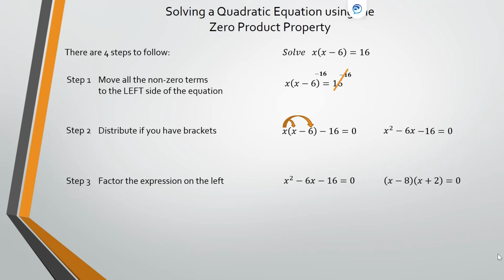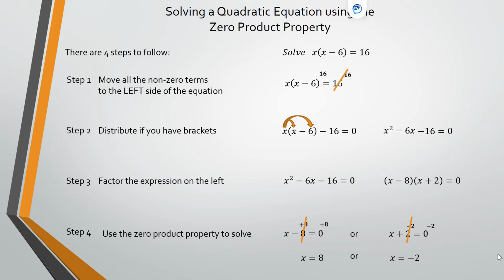So when we factor x squared minus 6x minus 16, we get (x minus 8)(x plus 2) equals 0. So now we've factored the expression, we can do step 4 and use the zero product property to solve it. So we can say either x minus 8 equals 0 or x plus 2 equals 0. Let's solve them separately. If we add 8 to both sides of this equation, plus 8 minus 8 will cancel, and we're left with x equals 8. Or we can say x plus 2 equals 0. Let's subtract 2 from both sides of the equation. Minus 2 plus 2 will cancel, and we're left with x equals minus 2. So the solution for x times (x minus 6) equals 16 is x equals 8 or x equals minus 2.